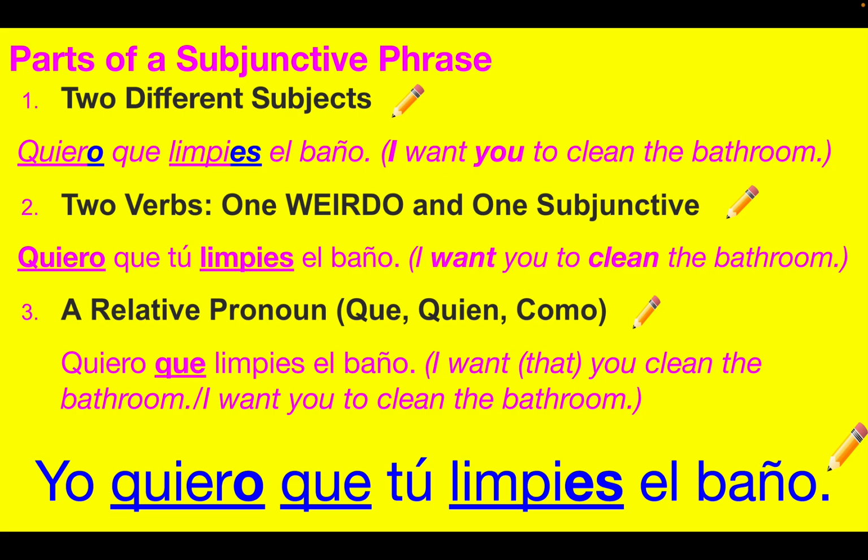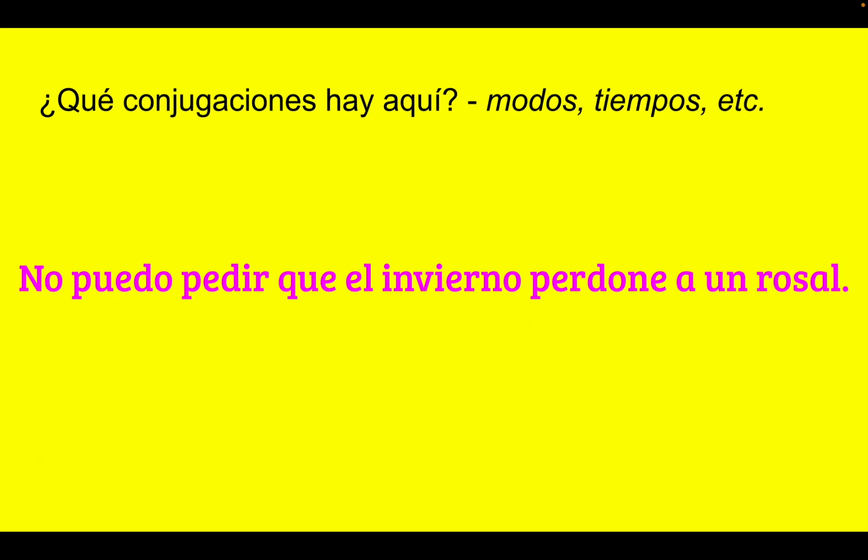Quiero que tú limpies el baño. Quiero is your WEIRDO indicator, and limpies is your verb in the subjunctive. It must also have a relative pronoun, que, quien, or como. Quiero que limpies el baño. There is our que. So, look at the sentence in blue. Yo quiero que tú limpies el baño. Quiero is your WEIRDO, que is your relative pronoun, and limpies your verb in the subjunctive.